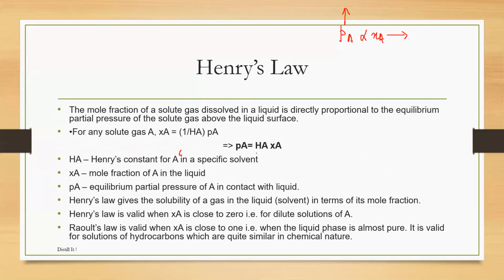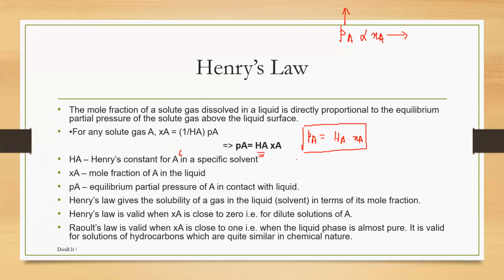Henry's law is a special case of Raoult's law, where the saturation pressure or the vapor pressure of A is equal to the Henry's constant HA. So from here we get Henry's law as PA is equal to HA into XA, where HA is the Henry's law constant, or we can say Henry's constant. Henry's law gives the solubility of the gas in liquid in terms of its mole fraction. That is how Henry's law is important.